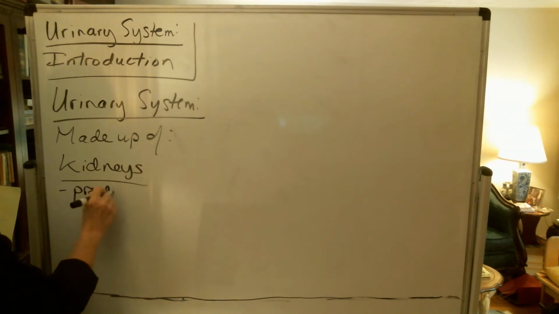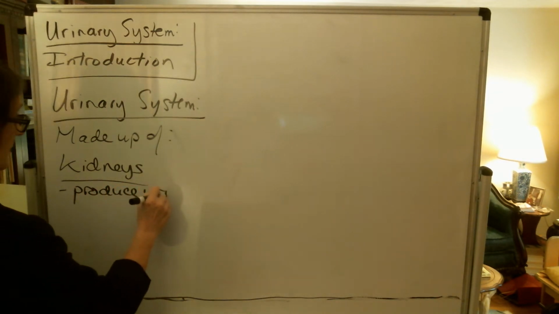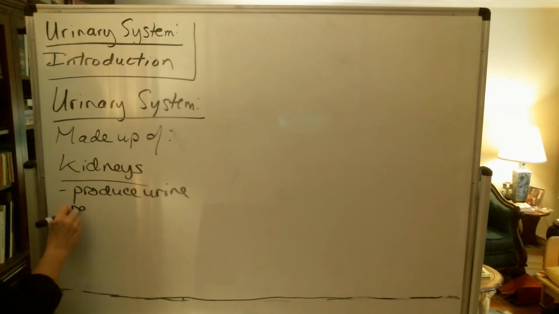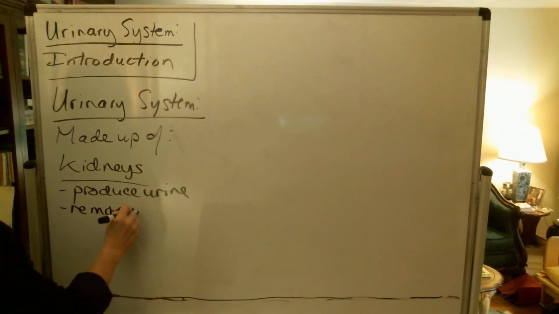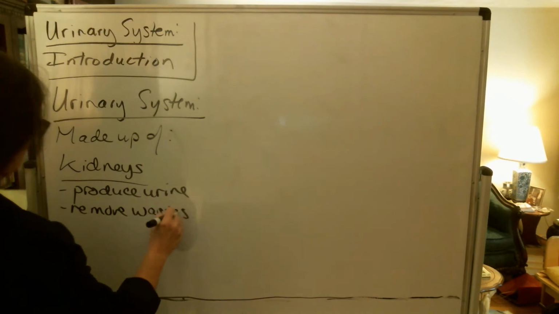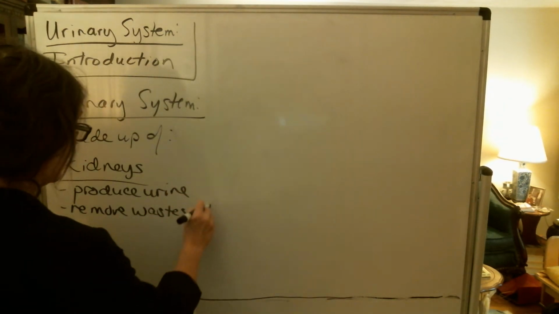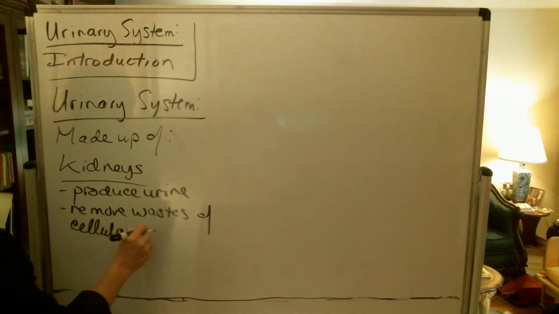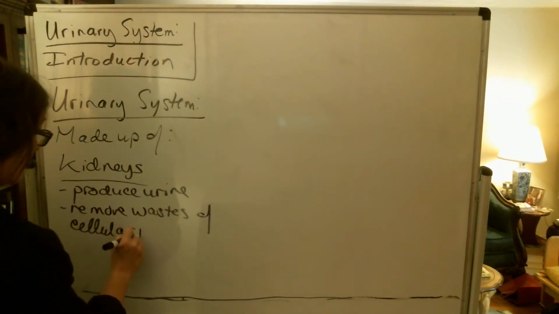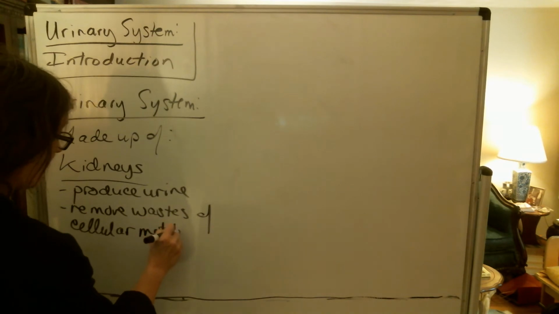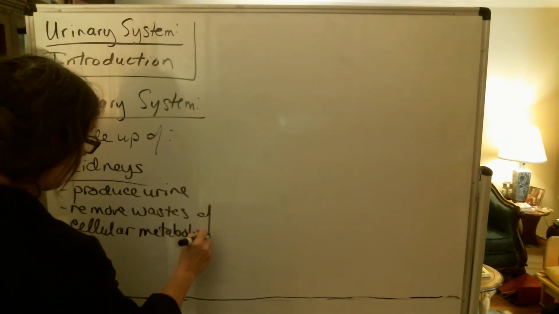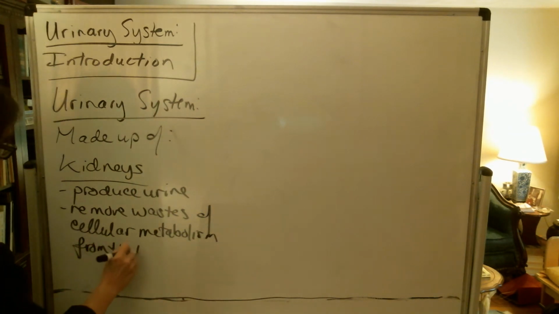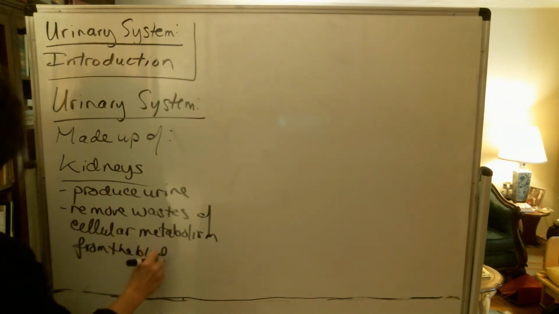These produce the urine. They remove the wastes of cellular metabolism from the blood.